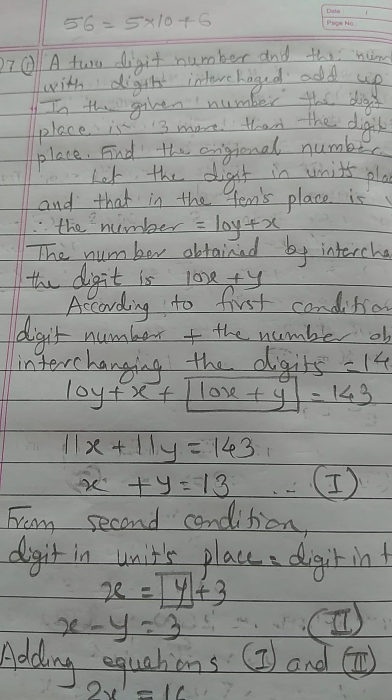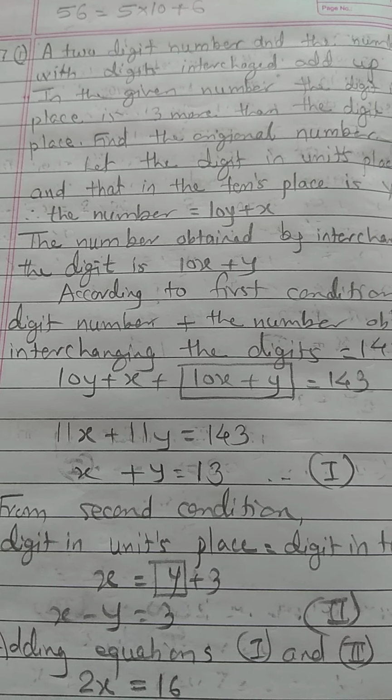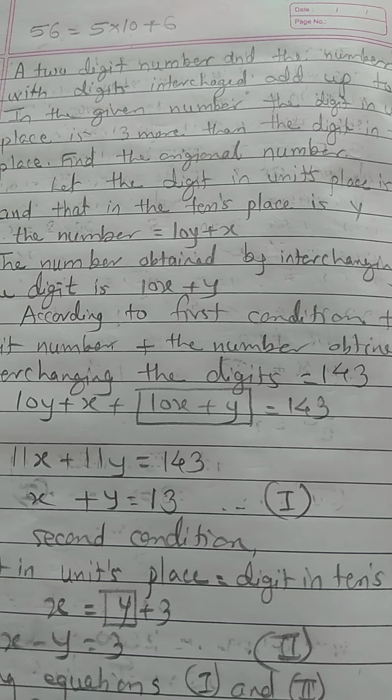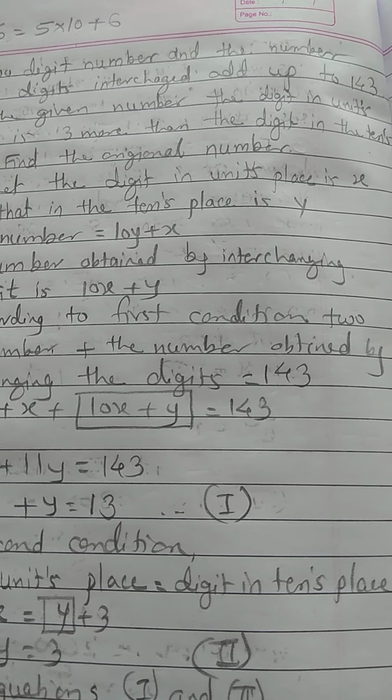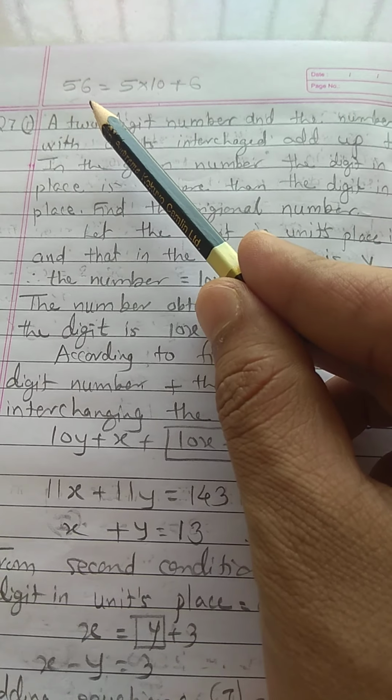Problem set 1, question number 7. First question: a two-digit number and the number with its digits interchanged add up to 143. A two-digit number is always of the type 56.